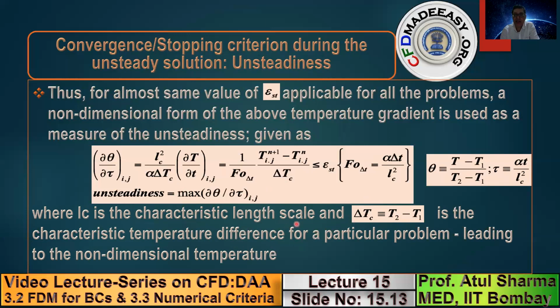So the characteristic length scale and this temperature difference finally lead us to a non-dimensional definition of temperature. There are certain problems which involve a constant heat flux boundary condition. For those, note that the non-dimensional theta is defined a little differently, where along with the heat flux we involve the length scale and k, which you can find in heat transfer books.